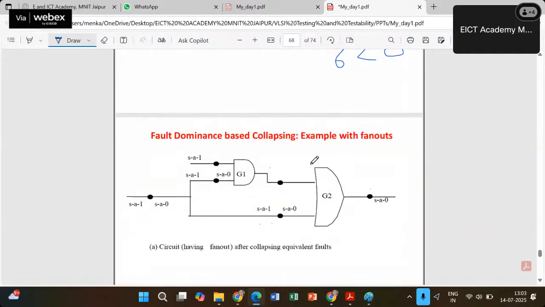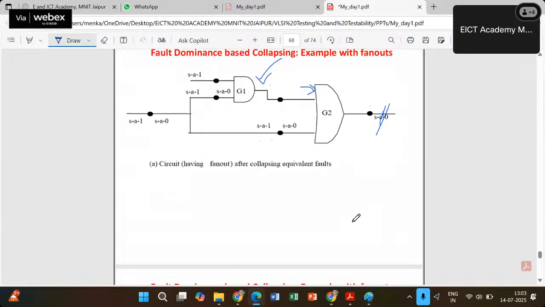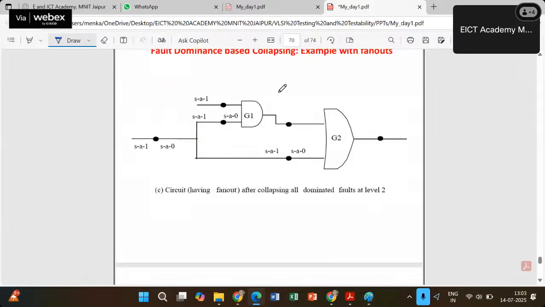Similar thing we can repeat for our example with fan out. In this, fault dominance based collapsing says that this stuck fault is also no more, so we can remove it. Because stuck-at-1 was already removed from here because of fault equivalence based collapsing of this OR gate. So reducing this, we are left with these faults. How many faults are available now? 1, 2, 3, 4, 5, 6, 7. Out of 12 faults, 7 are available.